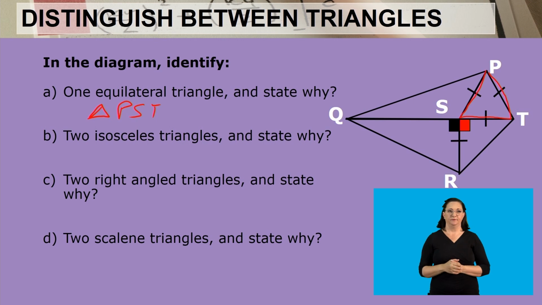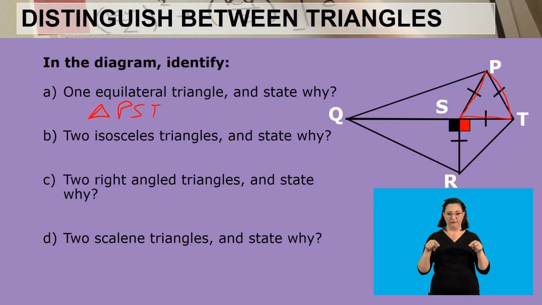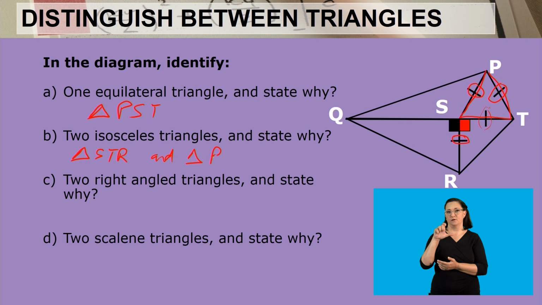Now let's look at the next one, and it says identify 2 isosceles triangles and state why. Remember, an isosceles triangle, we're looking for 2 equal sides. There is an equal side there and there. Therefore, triangle STR is an isosceles triangle. But then triangle PST also has 2 markings. Therefore, though it is an equilateral triangle, it's also an isosceles triangle because it has 2 sides that are equal. Therefore, triangle STR and triangle PST. So now we know that we're looking for those 2.